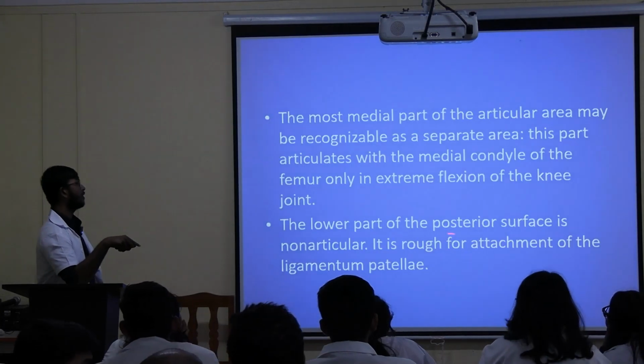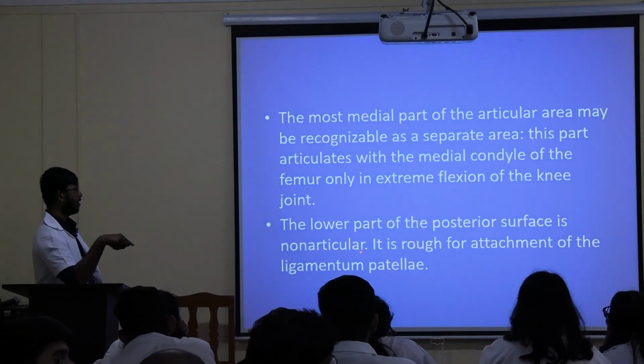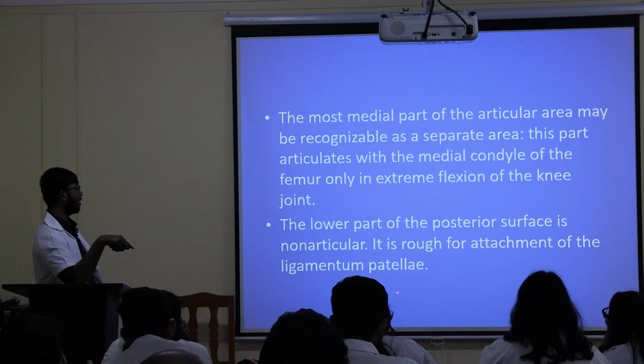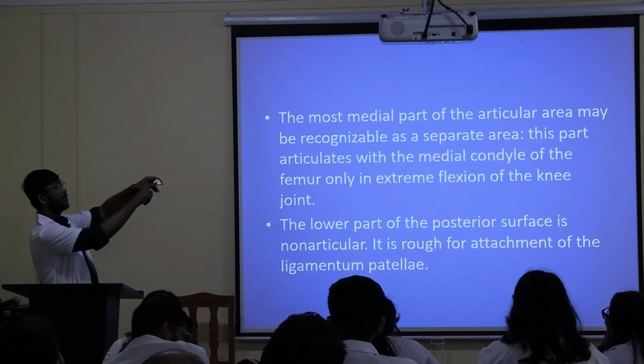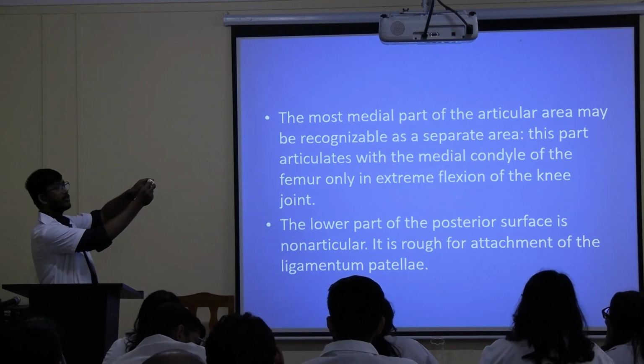So the lower part of the posterior surface is non-articular. It is rough for attachment of the ligamentum patellae. So this part is non-articular. This part is articular, obviously, because here the femur condyles will articulate.